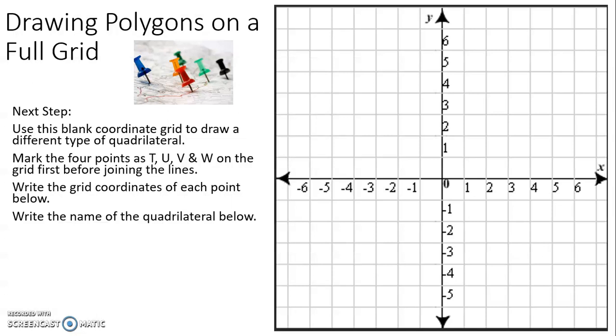For your next step, using that blank coordinate grid on the right, in each of those quadrants of the grid, I'd like you to draw a different quadrilateral and then write the name of it below it. You can mark the points like we have been doing in this lesson, T, U, V, and W, or using 4 letters of your choice, maybe some that make a 4-letter word.